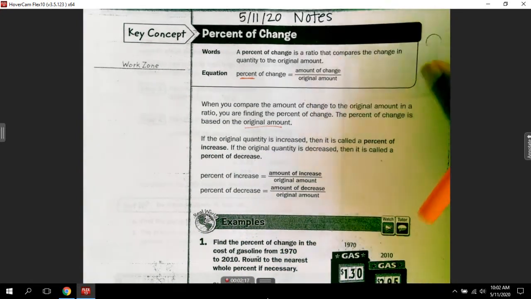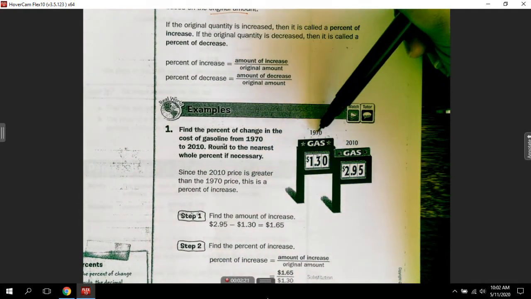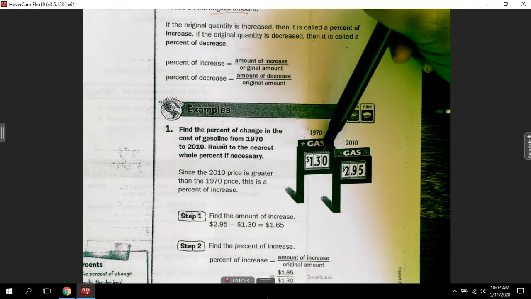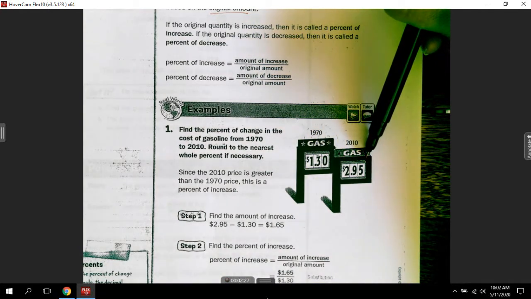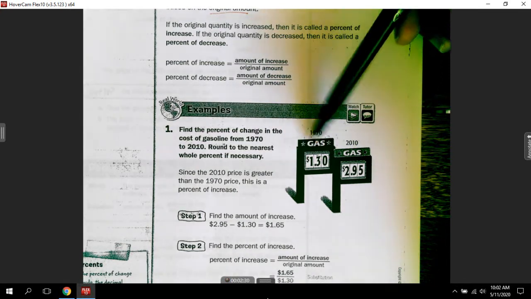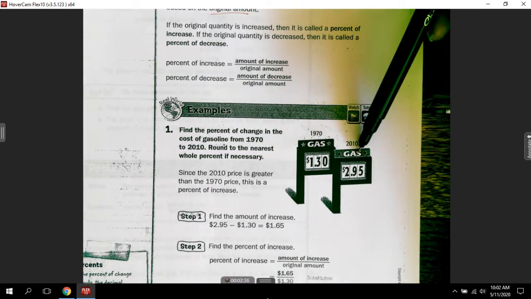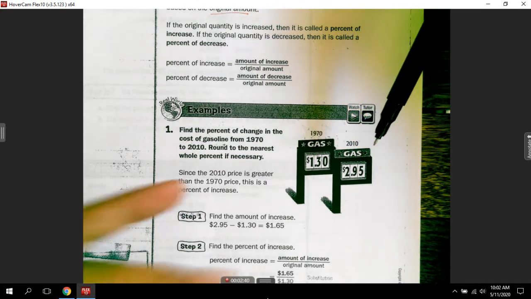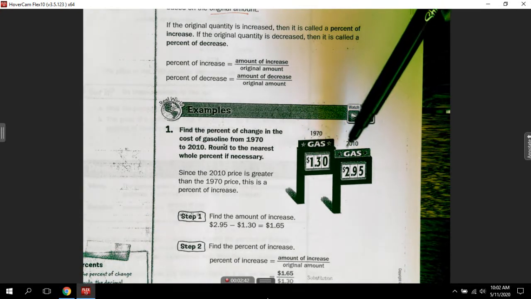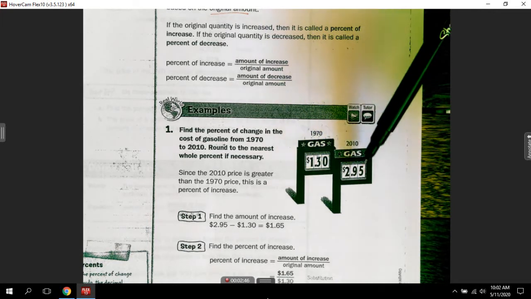So let's look at example 1. And we'll go ahead and look at it. Okay, so in 1970, the gas was $1.30. In 2010, it was $2.95. So it was $1.30. Now it's $2.95. So what happened? Did the prices go up? Did they increase? Or did they go down? Did they decrease? So from $1 to $2, they went up. So I can automatically tell that this is going to be an increase. Okay, so it's going to be a percent of increase.